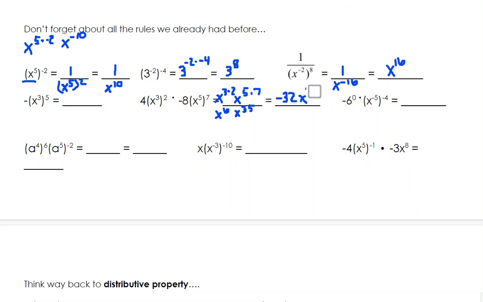Right? Okay, so then I could expand all this out. Or when you expand it out, that means I have 6 x's and I have 35 x's. So how many x's do I have? I have 41 x's. Okay?